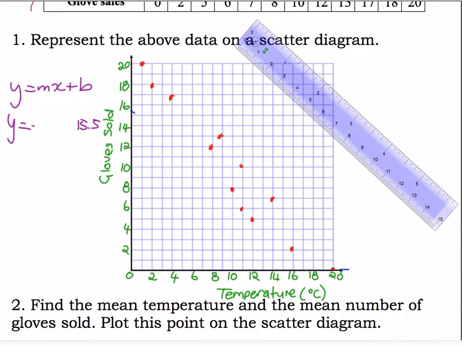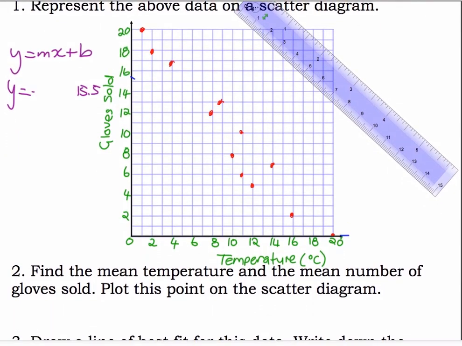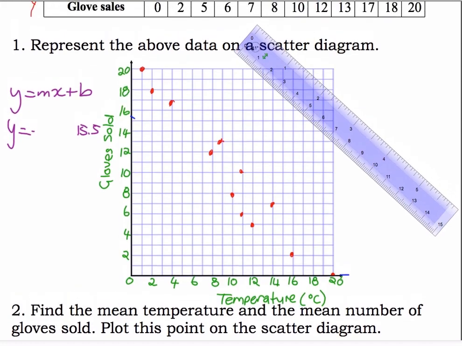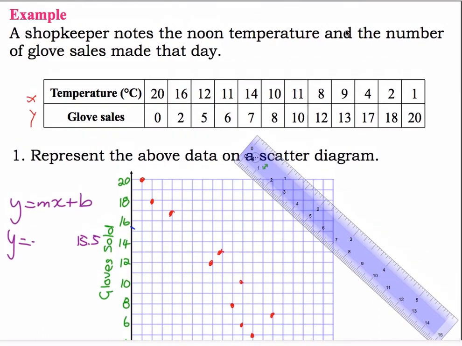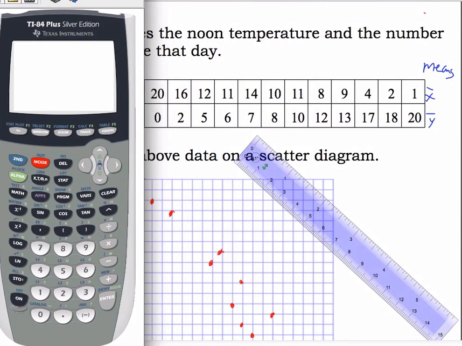What we're going to do next is find the mean temperature and the mean number of gloves sold, and put the means in our table, an x mean and a y mean. I'm going to calculate the means on my calculator. First the x: I'm just going to add them all up and divide by however many there are. There are 12 data values, so I'm going to add these together here.